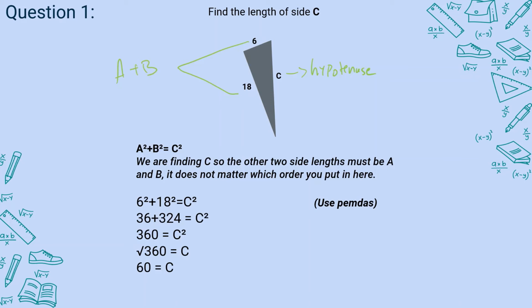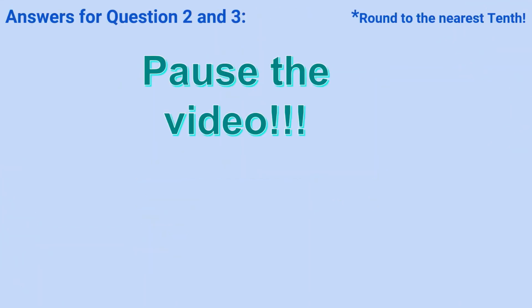6 squared plus 18 squared equals c squared. 6 squared is 36, 18 squared is 324. You add them together, 360 equals c squared. To get rid of the square in c, we'll square root both sides and we get an answer of c equals 60. Here are the answers for question 2 and 3.